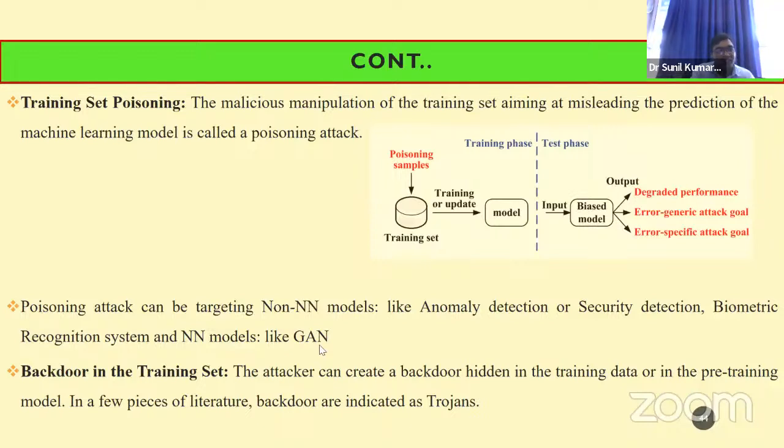Now, backdoor in the training set: the attacker can create a backdoor hidden in the training data set. That means those who are going to apply the models are not aware that some attacker is going to insert some malicious records into the data set, in the training data or in the pre-trained model. In a few pieces of literature, backdoors are indicated as trojans. We call it trojans.